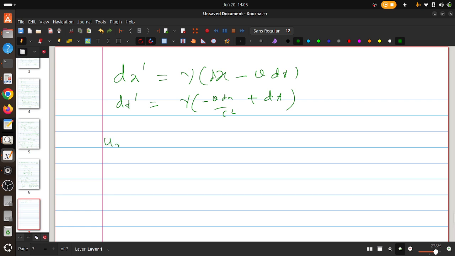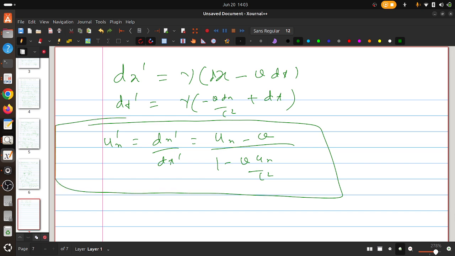Now when you want to know ux prime, it is nothing but dx prime by dt prime. So you just divide these two quantities, take out dt, and you get ux prime equals (ux minus v) divided by (1 minus v ux by c square). So this is how the velocity transforms in relativity. In the non-relativistic regime, ux prime would be simply ux minus v. This we know already. But in relativity, there is a factor coming up here, and again you can see that when v by c is very, very much less than 1, this term doesn't matter. So it reduces to that, right? So this formula is also correct.